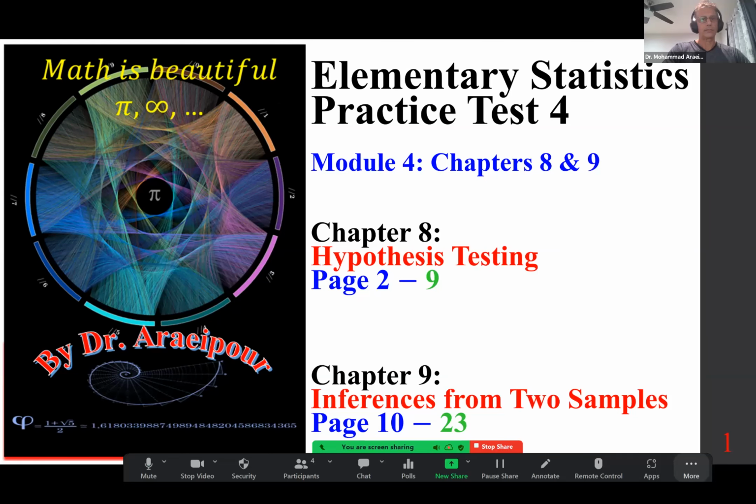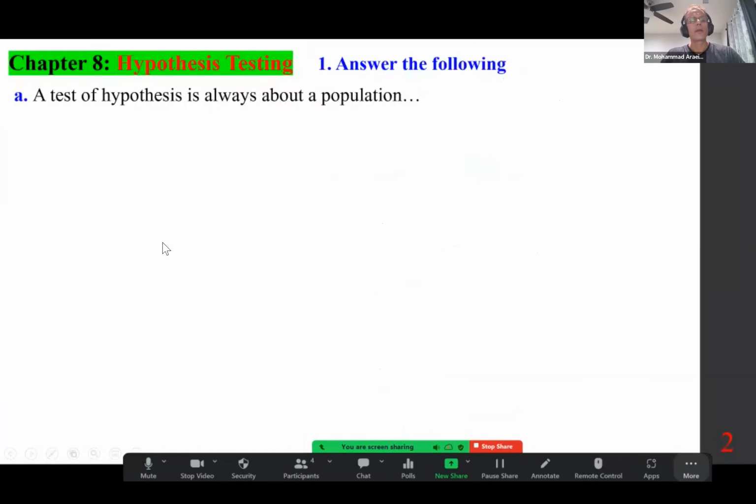Good afternoon, class. We are looking at module 4, covering chapters 8 and 9. Chapter 8, hypothesis testing. All right, let's start with the basics.